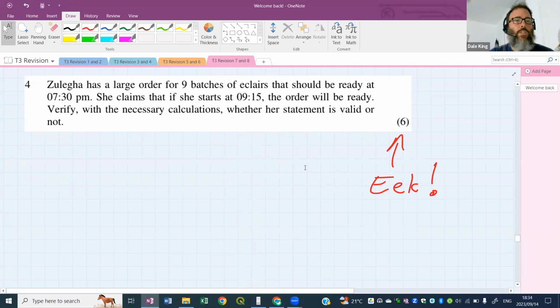Let's see. Zuleika has a large order for 9 batches of eclairs that should be ready at 7:30 p.m. She claims that if she starts at 9:15, now they didn't put AM or PM, the order will be ready. Verify with the necessary calculations whether this is valid or not. So she starts at 9:15. She makes 9 batches. Will she be ready for 7:30? All right.